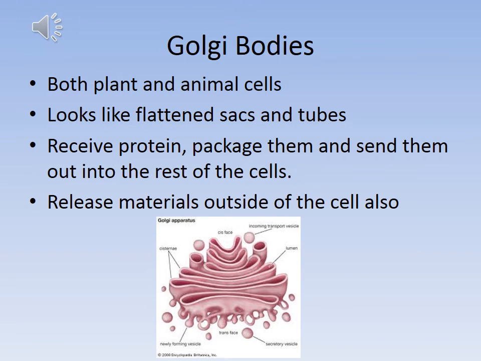Golgi bodies are found in both plant and animal cells. They look like flattened sacs and tubes. The Golgi body can be thought of as the cell's mailroom. The Golgi body receives proteins and other newly formed material from the endoplasmic reticulum, packages them, and then distributes them to other parts of the cell. It can also release material outside of the cell.